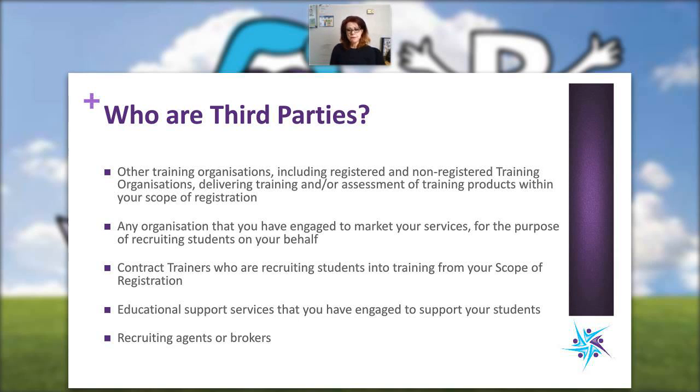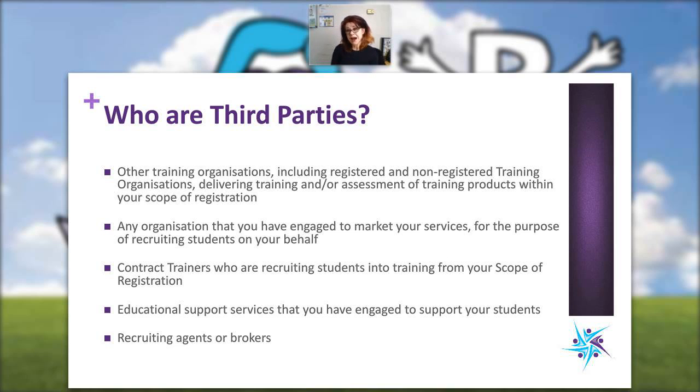Sometimes I see this quite often. It might be that there's an RTO out there who doesn't have your qualification on their scope of registration. They may want to do a short course using your scope of registration just to do some delivery, or they may be putting it on their scope and they're still waiting for it to be approved and they want to deliver under your scope of registration. I've seen many RTOs who do work with other RTOs and they'll deliver under each other's scope of registration. So you need to make sure you've got third-party agreements, written agreements in place for those.